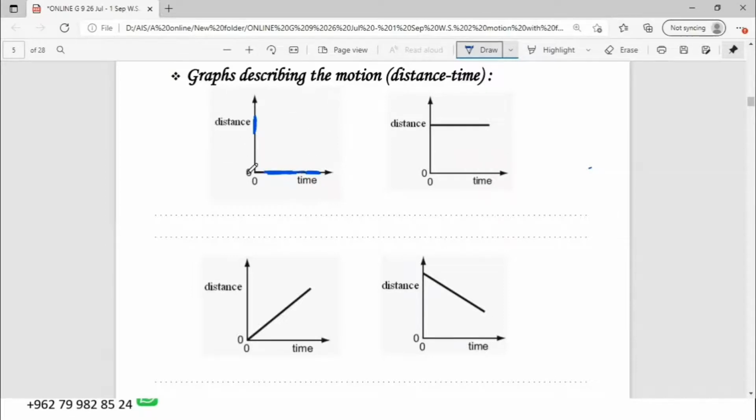Who can describe the motion of this object? Is it in motion, or is it stationary? Stationary. Not moving. Yes, so this object is at rest.